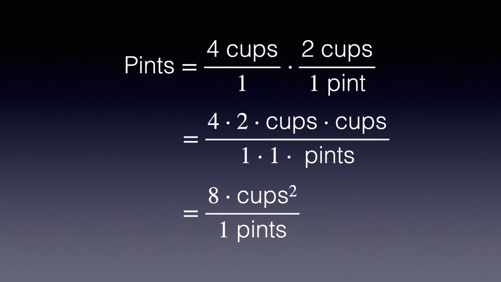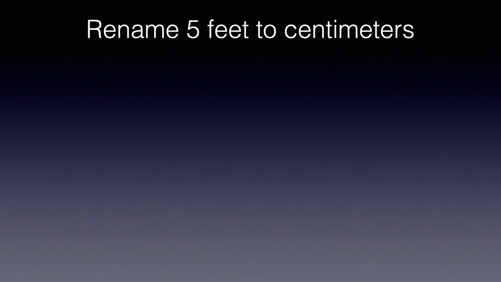Let's do another one. This one's going to have two conversion factors. Let's rename 5 feet to centimeters. Here we have centimeters on the left. That's what we want to know. And we have 5 feet on the right. That's what we already know. As we look at our equivalence chart, there's nothing there that talks about how many centimeters there are in a foot. But we do have feet to inches and inches to centimeters. So we can multiply by 1 twice. We can two-hop this problem.